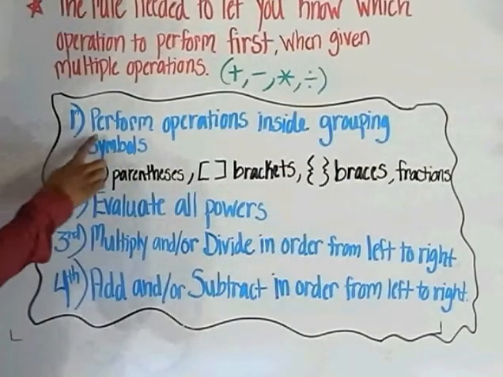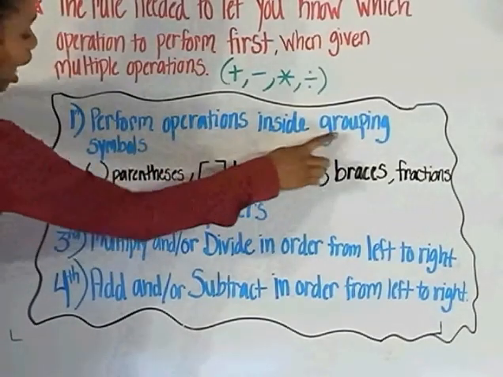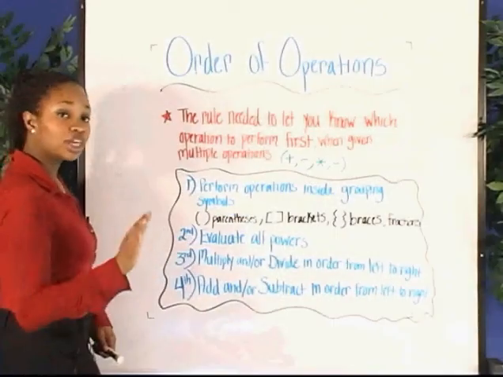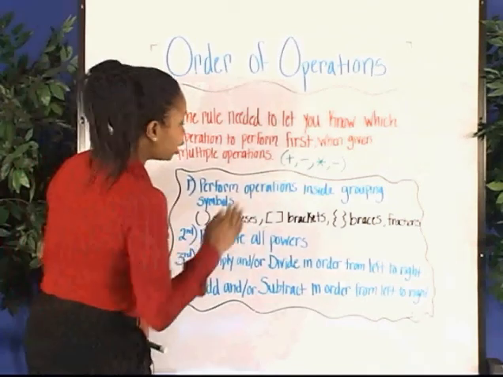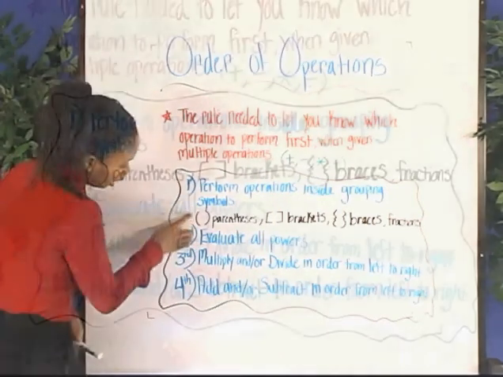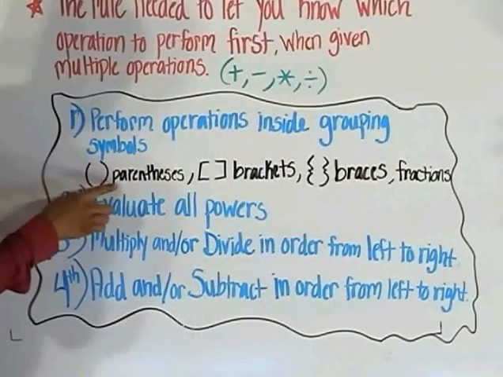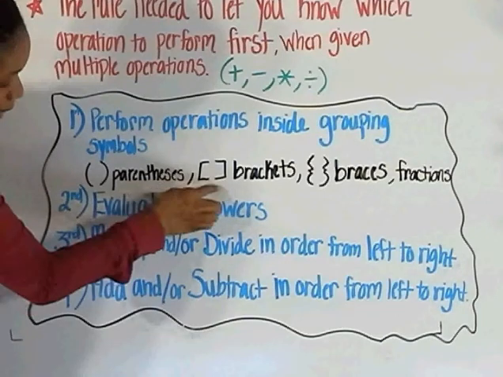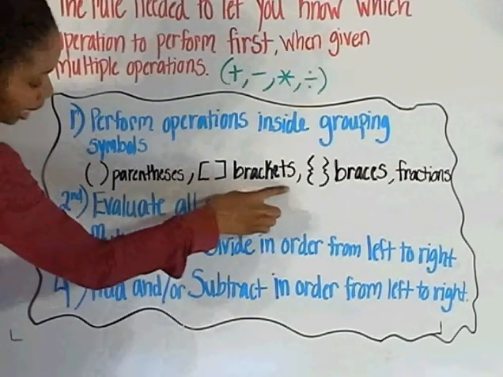The first step is to perform operations inside of grouping symbols. If you have any grouping symbols, you always want to do that first. Now you might ask yourself, what is a grouping symbol? A grouping symbol can look like this. You'll have something inside of these things. They're called parentheses, or sometimes they'll be squared off, and the name of that grouping symbol is called brackets.